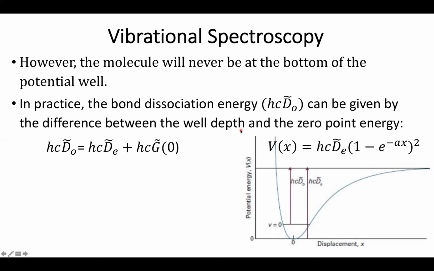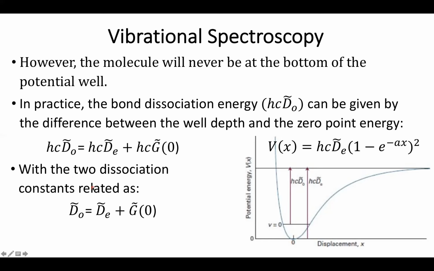And this can essentially be given by taking the sum of our electronic frequency and the energy of the ground state. So by combining these two properties, the difference of these two properties should essentially give us the dissociation energy. And as a result, we can relate our two dissociation constants, the zero point and the electronic, simply by subtracting out our zero point energy.